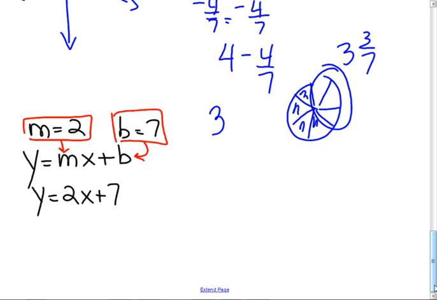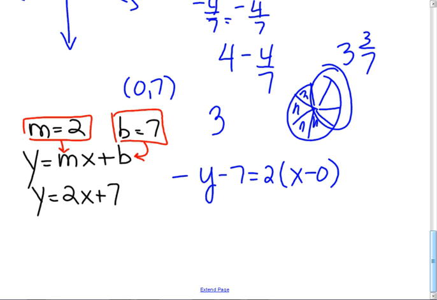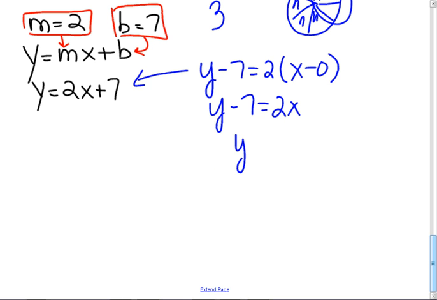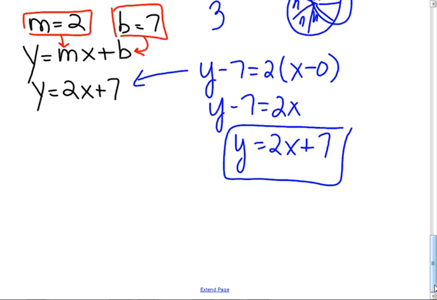But point-slope form is easier to get to. What's hard about this is you need to realize that that's the point 0, 7. So it's y minus 7 equals 2 times x minus 0. That's the same as this. If I distribute the 2, not much to distribute there, and add 7, I get 2x plus 7. Here's where point-slope form takes more time to get into slope-intercept form, but that's the rare case.